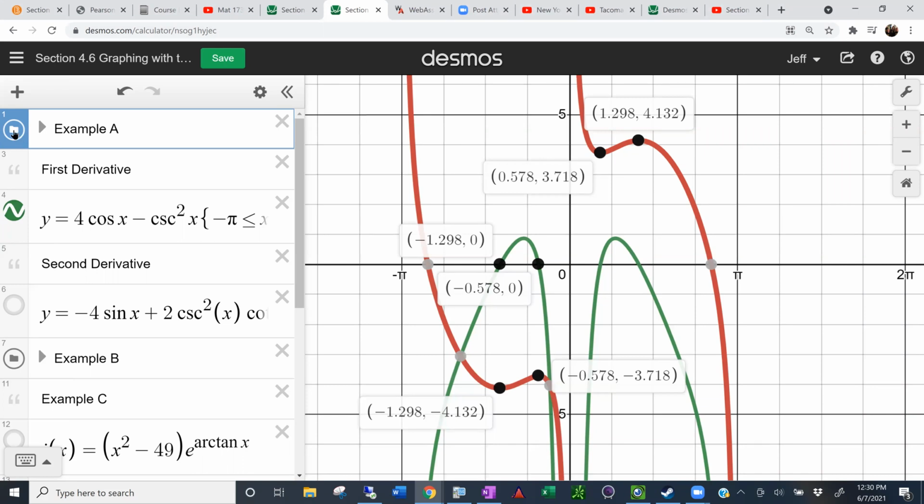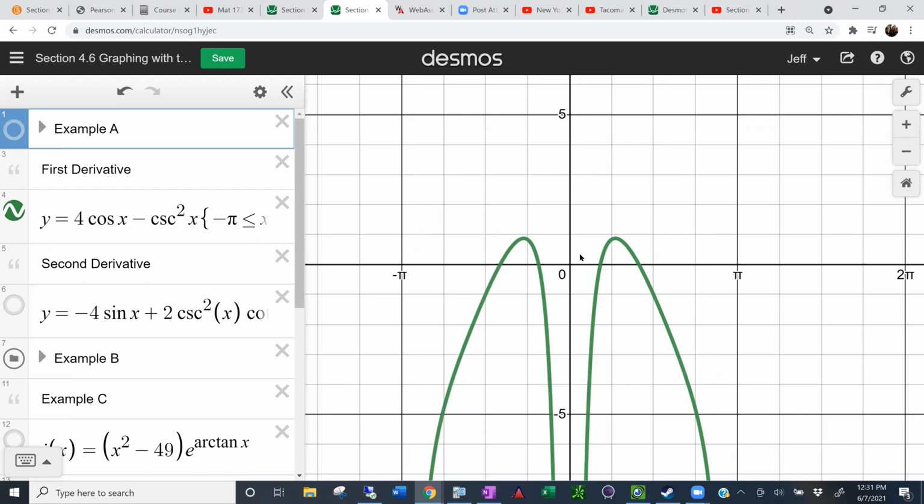Again, I want to shut this off for a second because it just gets a little too busy. The derivative tells us everything we need to know about the function in terms of where it's increasing and decreasing. Now, when you differentiate this, you get the second derivative. So derivative of cosine is negative sine. Let me take a second to mark on this notation here. So we've got minus cosecant squared there.